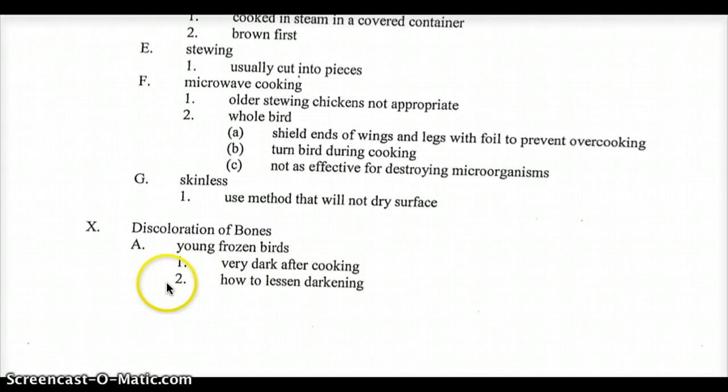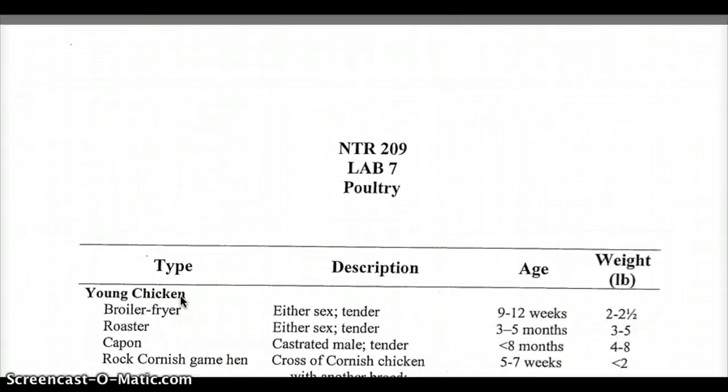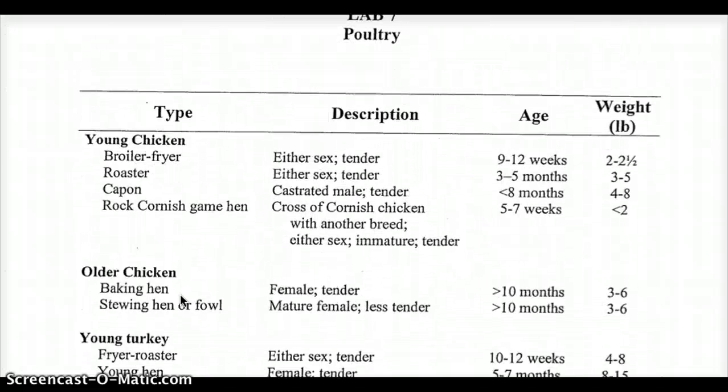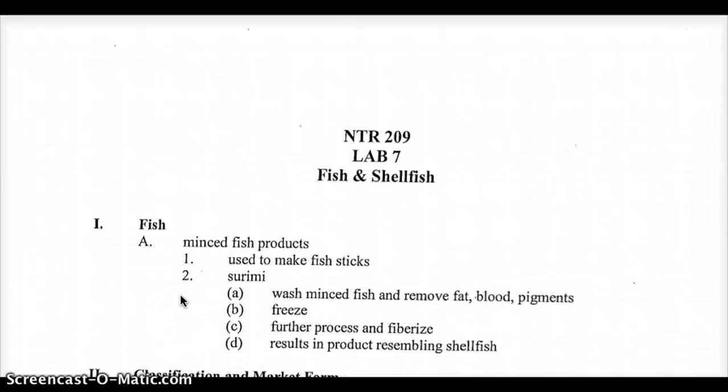Skinless, discoloration of bones. Know how to cut up types of poultry and types of meat. You can go through this. This gives you a pretty good idea. You don't really need to know that as much. Just have a basic or general idea of it.